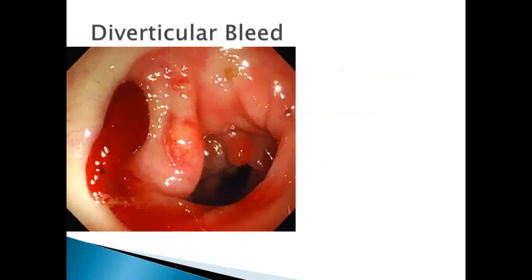So a couple of pictures of lower GI bleeding. This is a bleeding diverticulum. I'm a third year now, so I've seen 3 actively bleeding cases. But generally, these bleeds will stop. They'll stop 70 to 85% of the time. Some people say that the colitis may be what stops it. I don't know, but they all seem to stop.